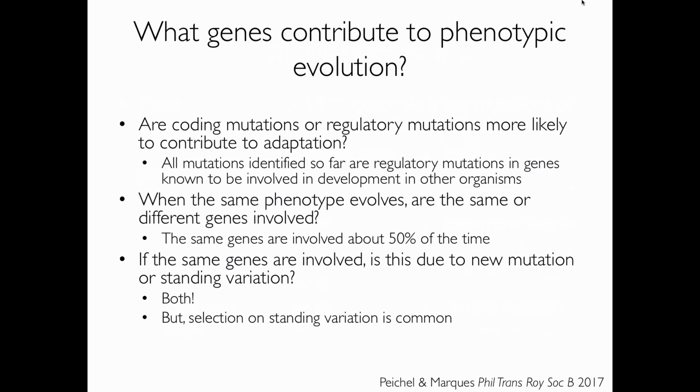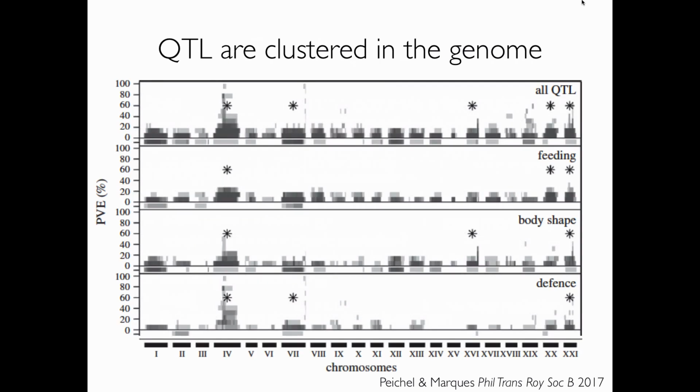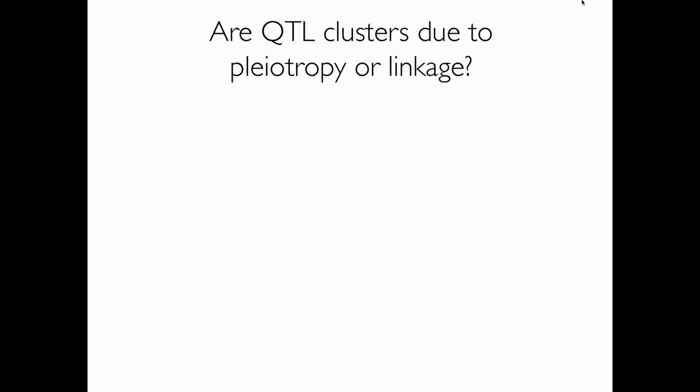Okay, so now I want to move from this kind of general lessons in stickleback to talking more about a specific story. And this is really focused on this observation that QTL seem to be clustered in the genome. And so one of the big questions, I think, for many of us who do QTL mapping, genetic mapping, is when you find these clusters where lots of traits are mapping to the same place, is this due to pleiotropy or linkage?